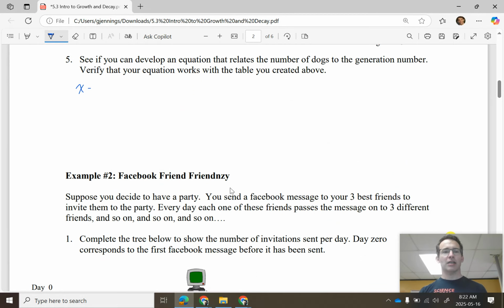So x equals generation number. All right. You want these types of statements in your word problems because it organizes your own thinking and it clarifies your own communication. It's for your audience and it's for you. So make these type of statements, get in this habit. Your hand will not fall off. Let y equal the number of dogs in that generation.